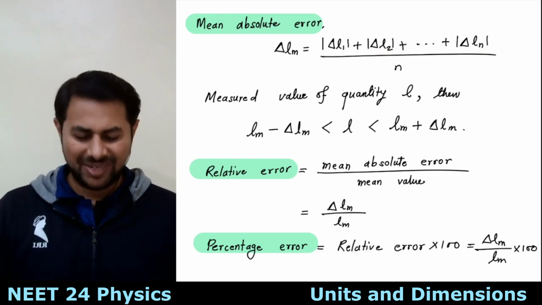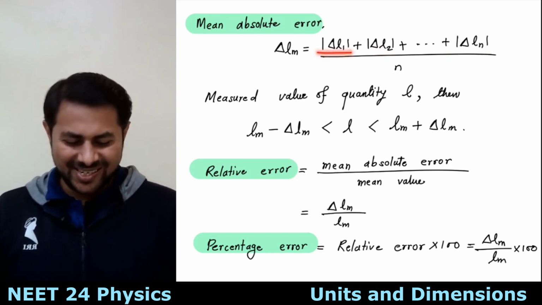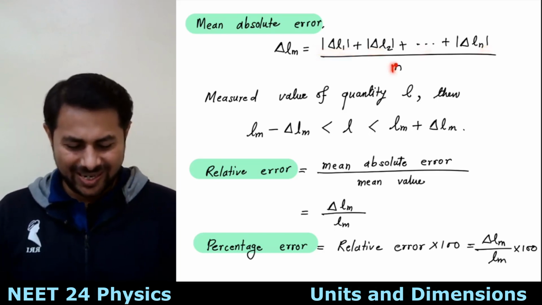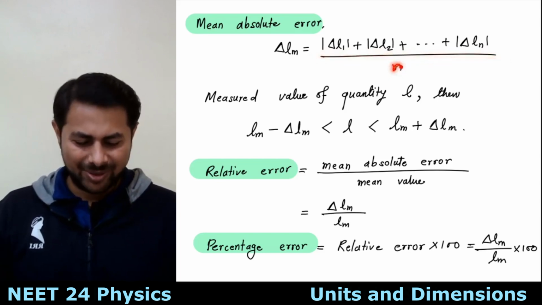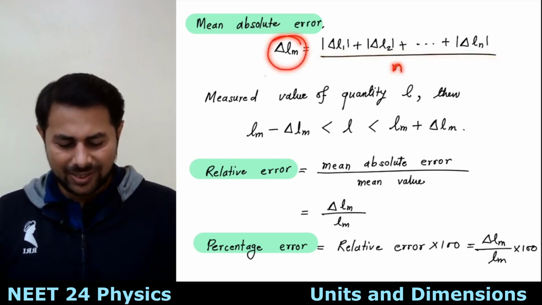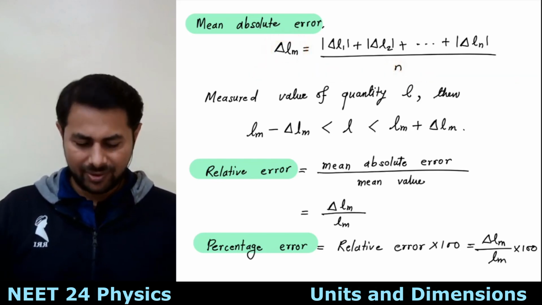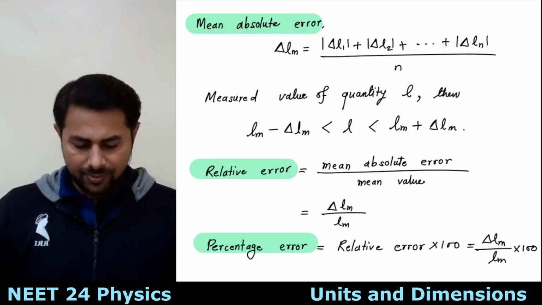Sorry, in all measurements. Quantity is same, measurements are different. Just take absolute errors in all measurements, add it up, okay, and divide by number of measurements, okay? Divide by number of measurements. So you get the mean absolute error, okay? So this is the mean absolute error.